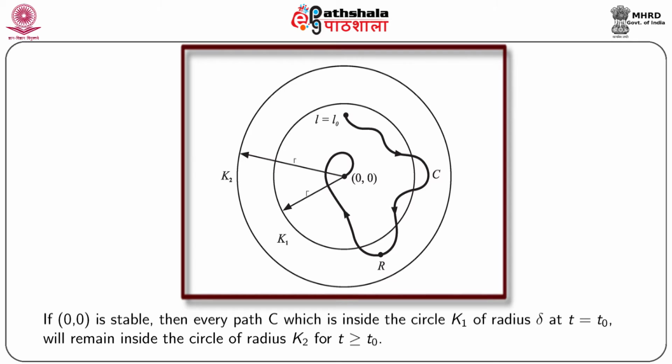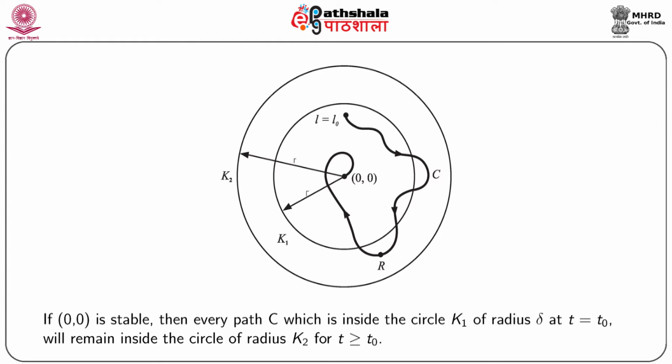So, in this particular figure, you see two concentric circles K1 and K2, one having the diameter delta and the other having the diameter epsilon. (0, 0) is the isolated critical point, and this is the point P at the time t0, and this is the path C, and this is the point R, which is given by the parametric equation f(t) and g(t).